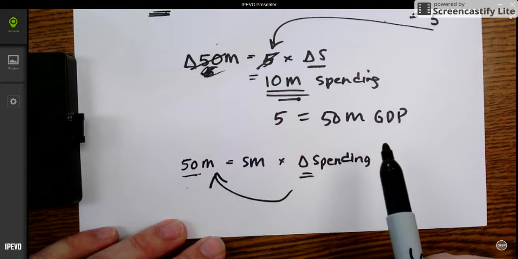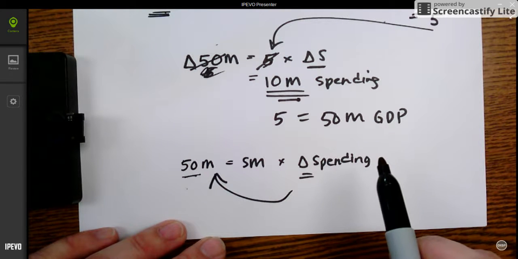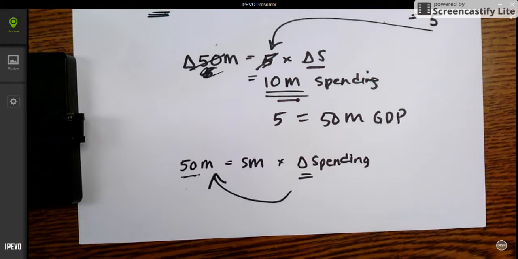So there's more problems that you can try. There's the multiplier practice handout that's in the Google Drive or even given to you in class. So give those a whirl. There's practice questions on the Connect assignment for chapter 28. Give those a try as well.